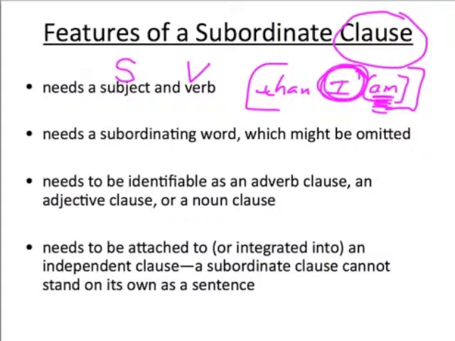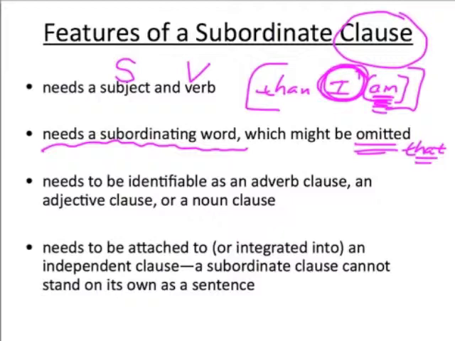Remember, too, that a subordinate clause needs a subordinating word. That's why it's called a subordinate clause. And again, that might be left off. We saw very often that might not be there. Well, it's there, but it might be invisible, or as our friend Michael says, it might be the phantom that.